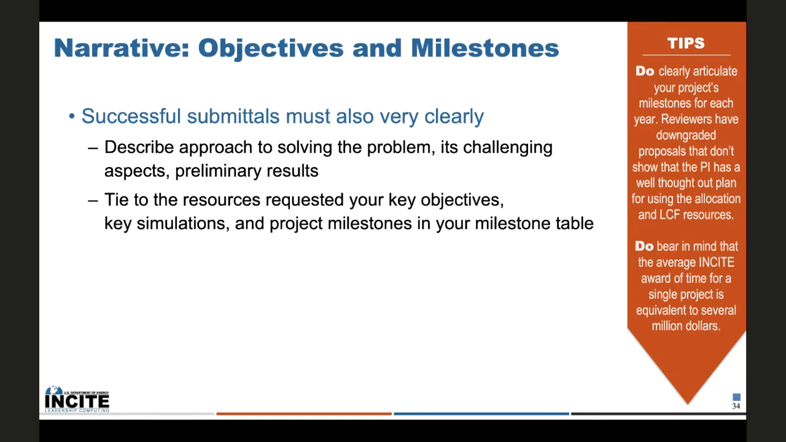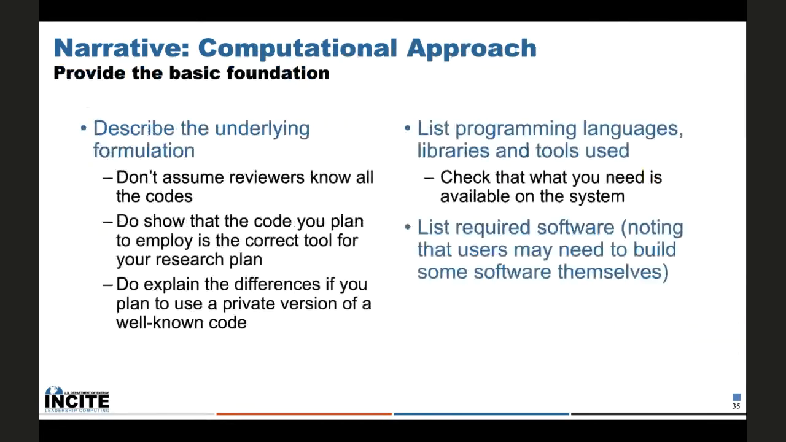So the provided plan, connecting resources to calculation in support of the milestones, should be clearly articulated for each year of the project. If you're asking for several years, each year should be specifically detailed. And do bear in mind that the average INCITE award of time for a single project is equivalent to several $1 million. Next, please. Thank you.